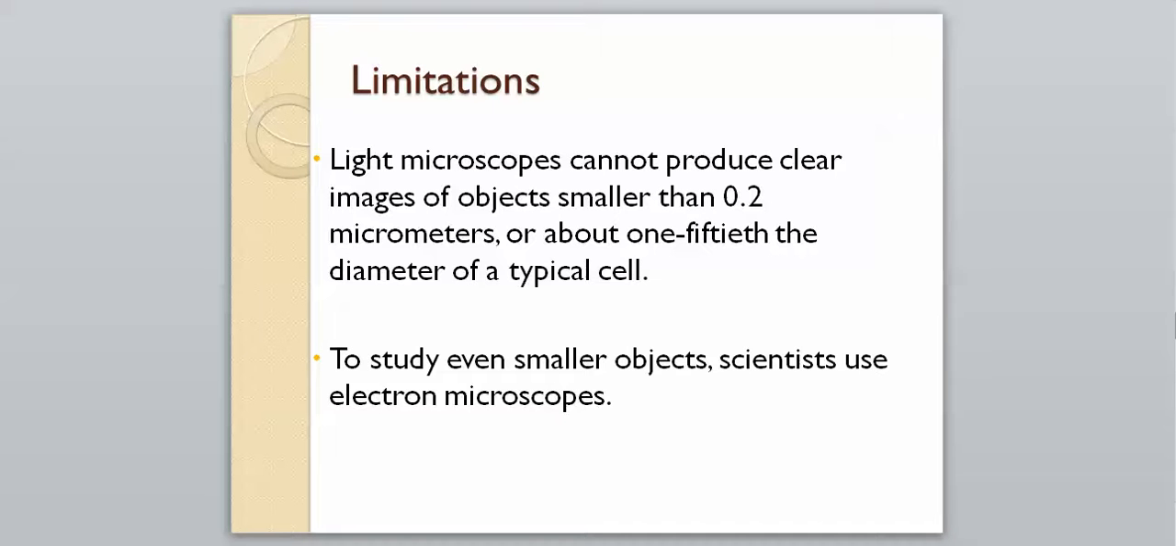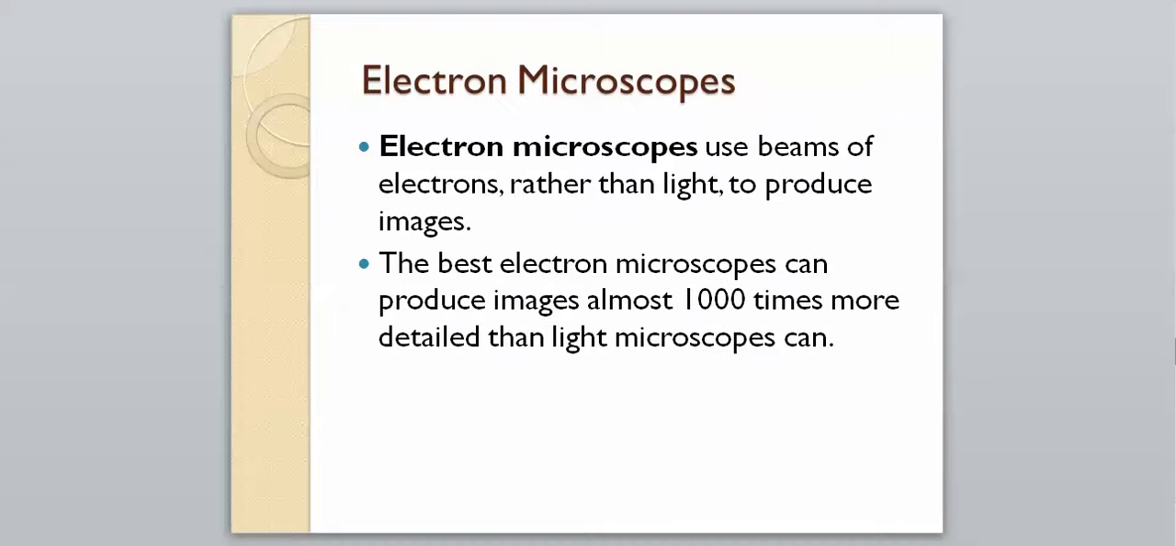So that's why scientists use electron microscopes. Again, electron microscopes use beams of electrons rather than light to produce images. The best electron microscopes can produce images almost 1,000 times more detailed than light microscopes can. So this is the big dog in terms of microscopes. It's the one that's really going to be the most effective. However, it's also going to be the most expensive, so you're not really going to see them as often.